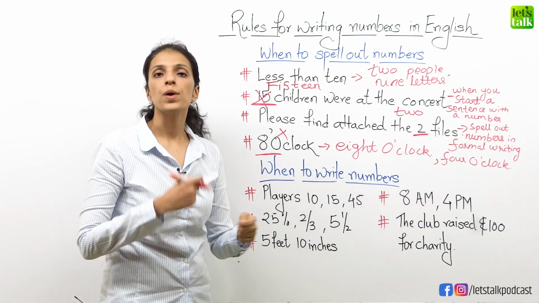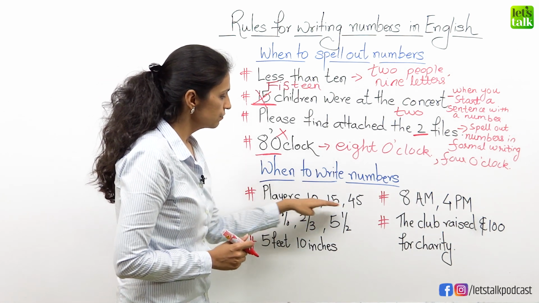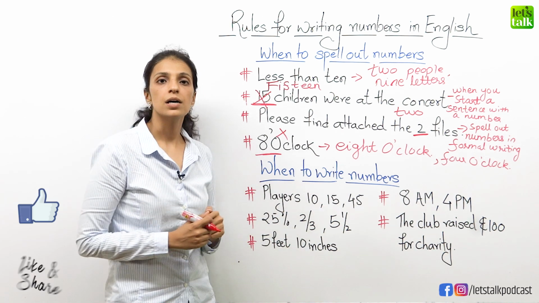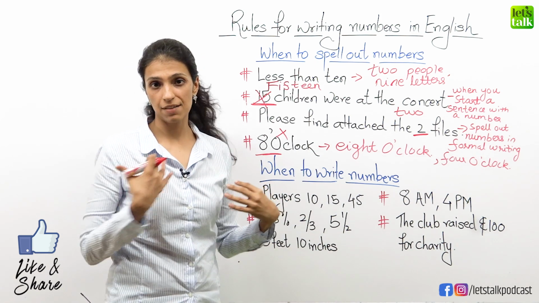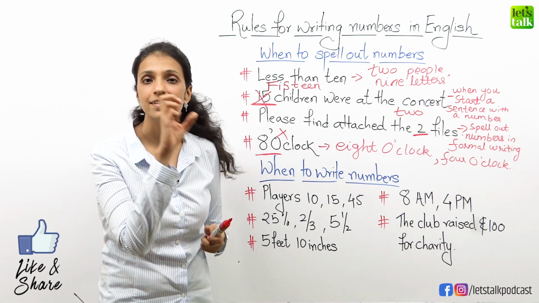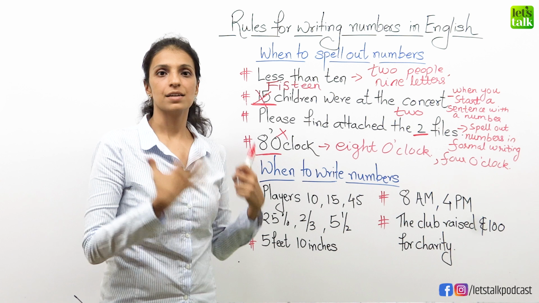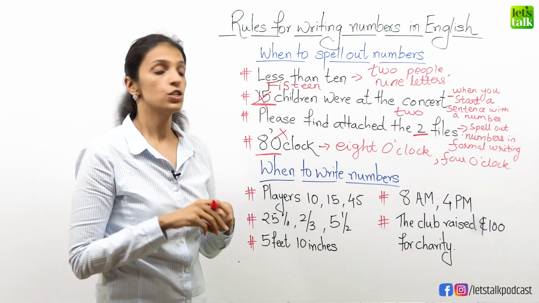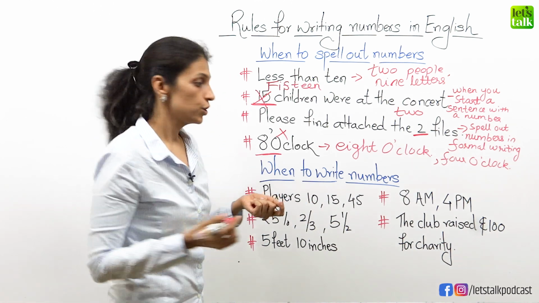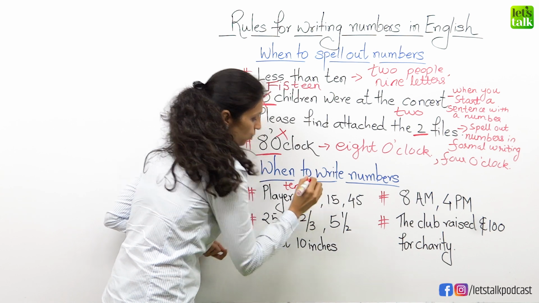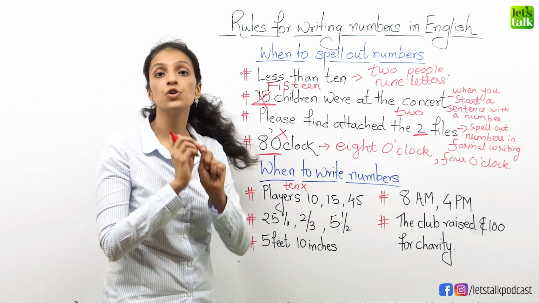Now let's take a look at when we write numbers, okay? So first, if you see my example here, players 10, 15 and 45. Say there is a match going on, and the players in jerseys have numbers, okay? They're called nominal numbers because they're identity. So I have a t-shirt or jersey which says player 10. It just has 10. That means my identity is I am player 10. So in such times, you have players with the number in the numerical form. You do not say player ten. No, because this becomes their identity, so you can write 10, the numerical form.